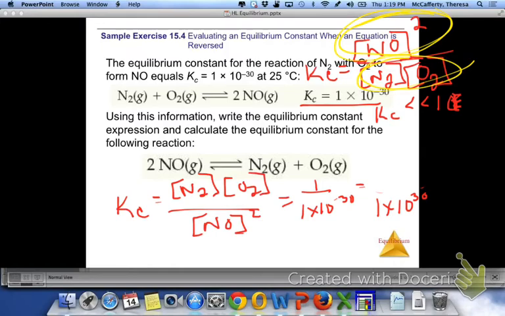All right, so now if I flip that equation like they did in this problem, now my Kc is much greater than 1, right? So that means my equilibrium lies to the product side, meaning I have a higher concentration of products than reactants. That all make sense?